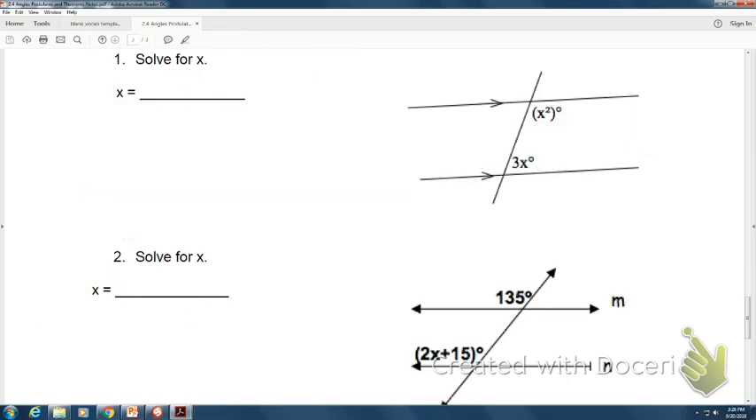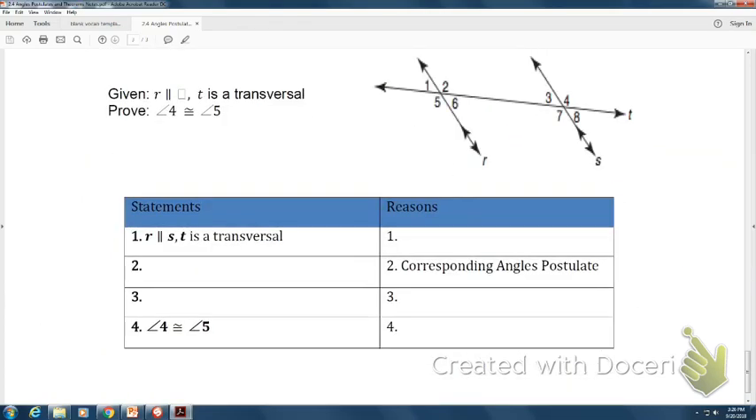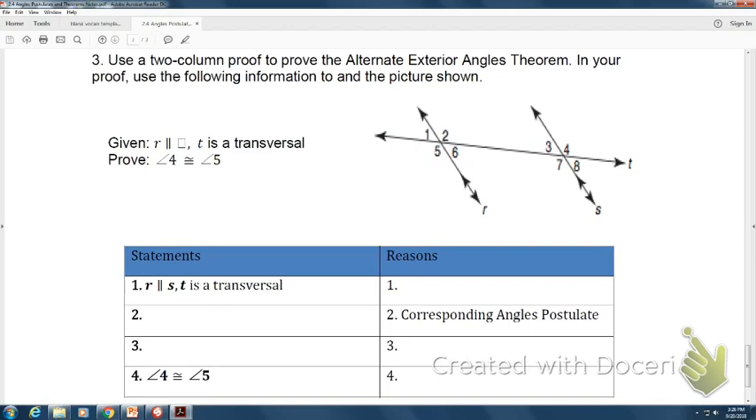Okay. Number 3, a proof. Use a two-column proof to prove the alternate exterior angle theorem. In your proof, use the following information and the picture shown. Given R is parallel to S, T is a transversal. Prove angle 4 is congruent to angle 5.